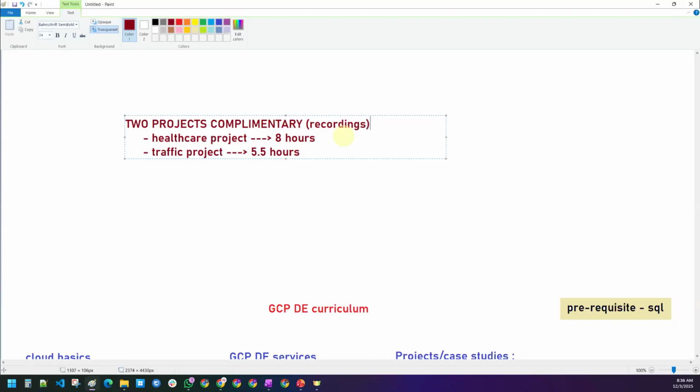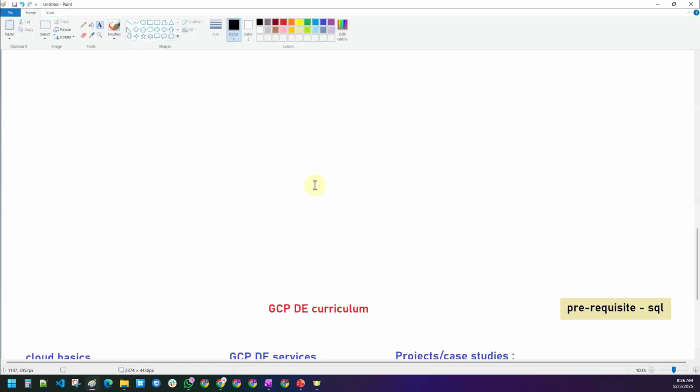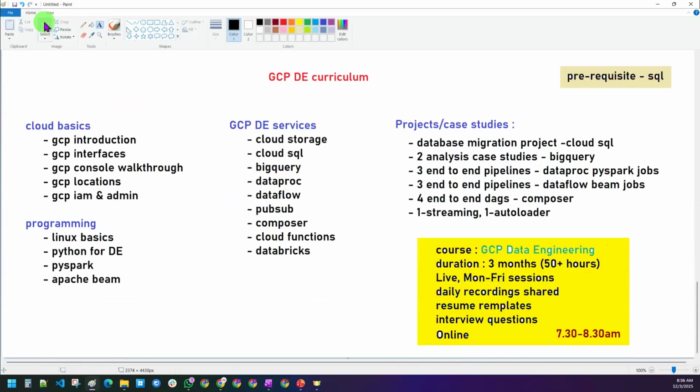This is not required for you to get the job. Whatever we are covering in the course is more than enough. But if you wanted to see how an end-to-end project looks like, for those people who attend this course, they will understand each and everything in the project.